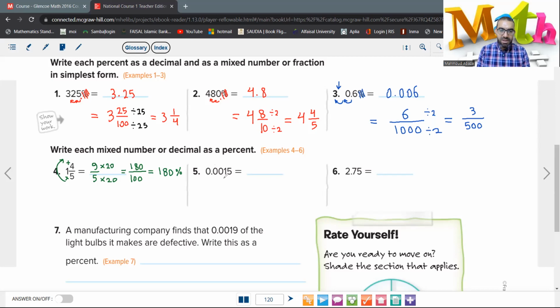We need this decimal to be a percent. Just move decimal point to the right 2 places. So this will be 0.15%. The same is happening here. We need this number to be a percent. Move decimal point to the right 2 places. It will be to the right of the ones, so no need to be written. It will be 275%.